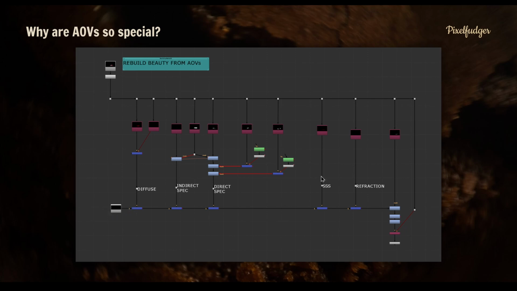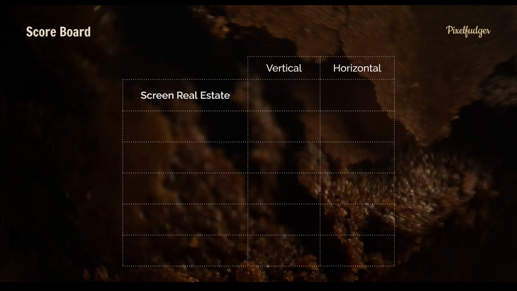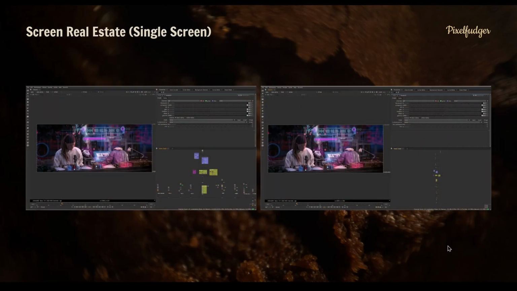I think this is a very good way to work, and I wonder, couldn't we use that same method somewhere else? So I wanted to know which is best. First, let's compare screen real estate. So here I have the exact same comp, the exact same nodes. They're just reorganized. One is vertical and one is horizontal. Those little backdrops here are the exact same size. They contain the exact same nodes.